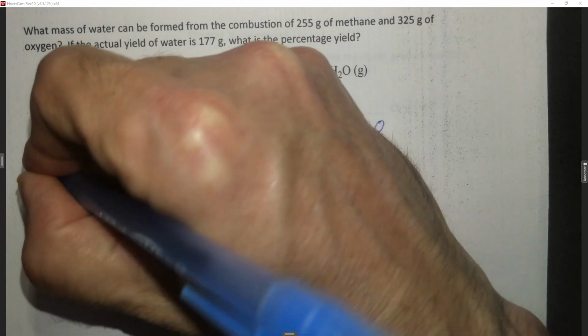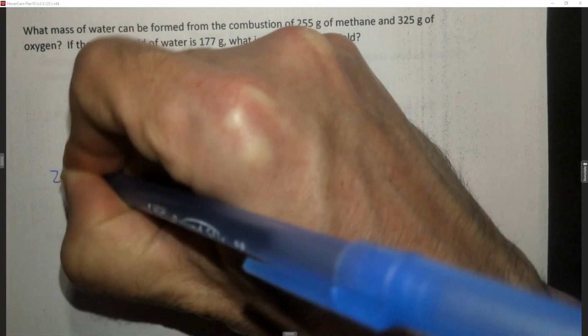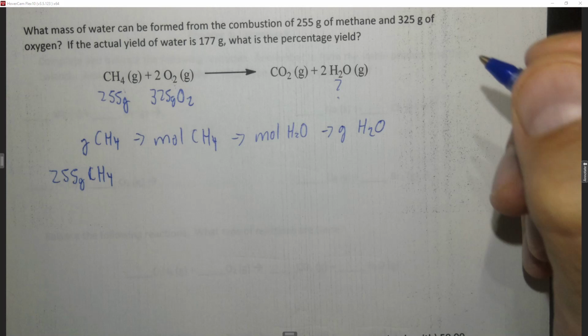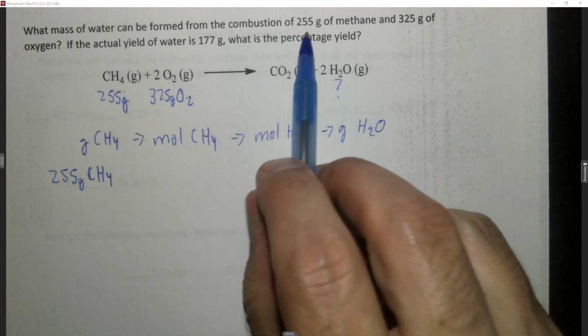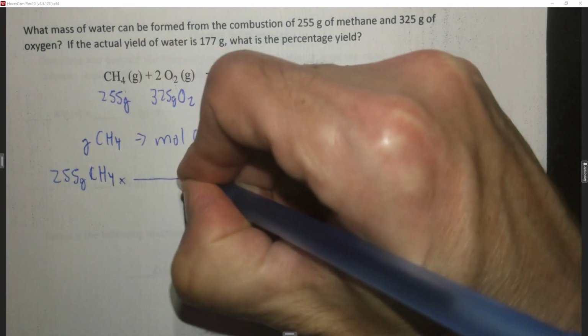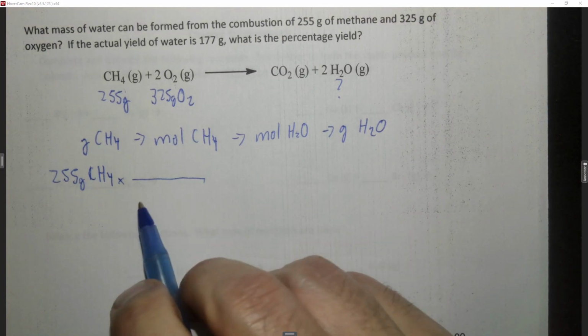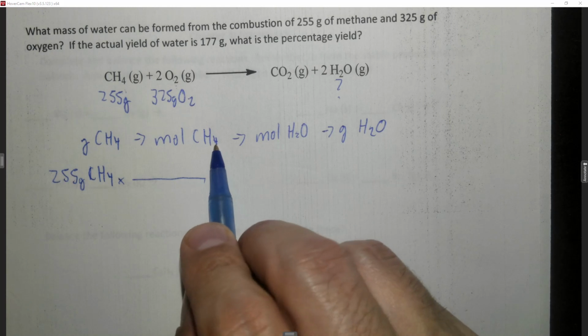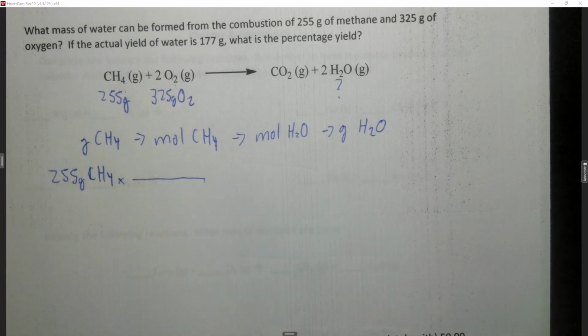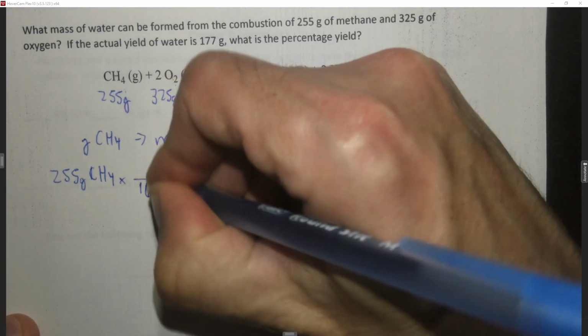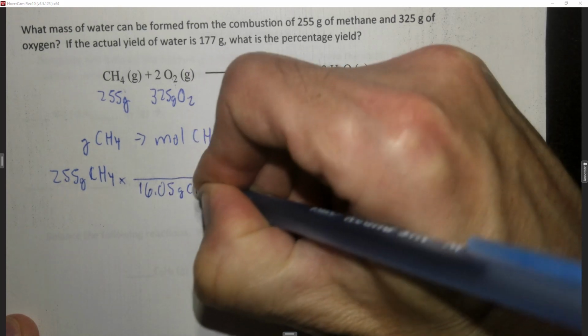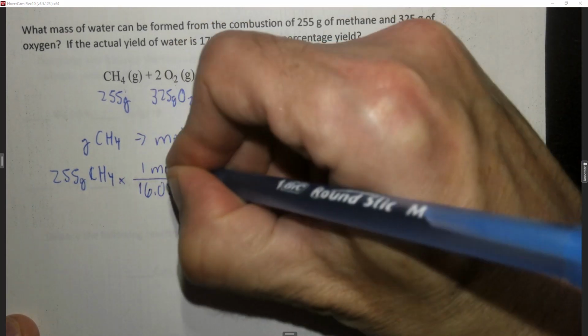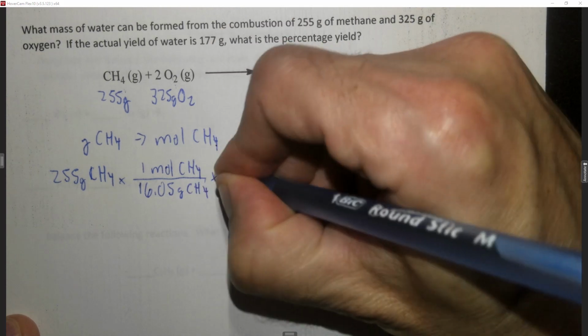We start with 255 grams of CH4, methane. The reason we know that is that's what it tells us. Now we need to convert it to moles. To convert from grams to moles, we need to use the molar mass. So we need to add a carbon plus 4 hydrogens. When we do that, we find that the molar mass of methane is 16.05 grams of CH4 equal to 1 mole of CH4.